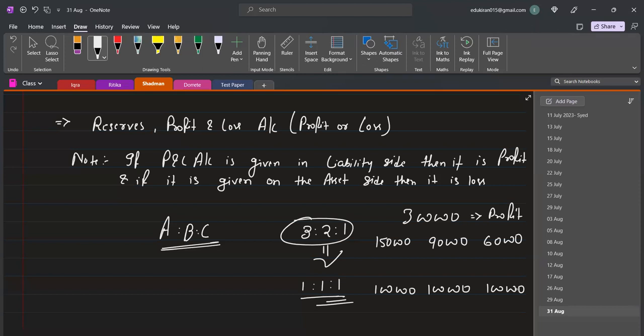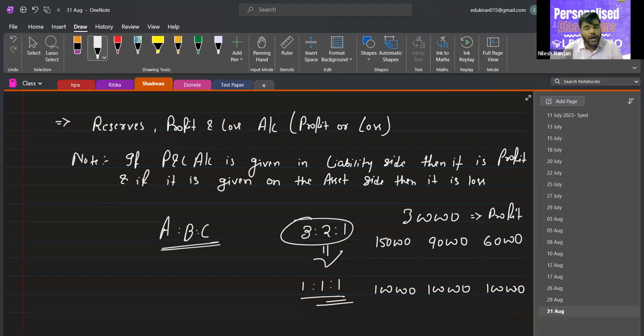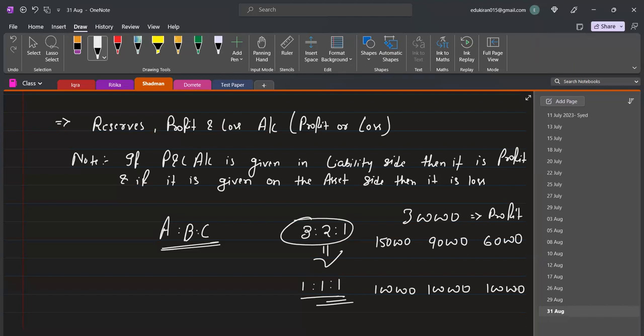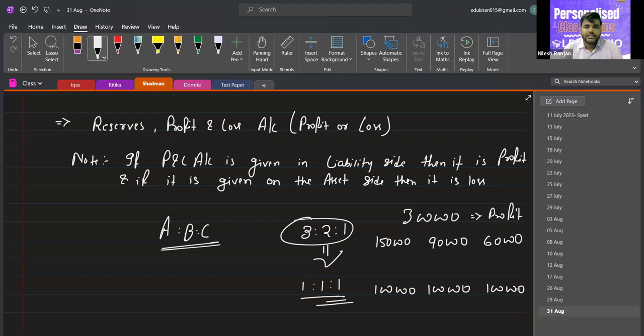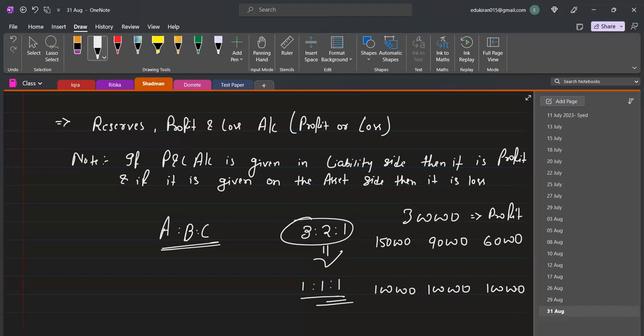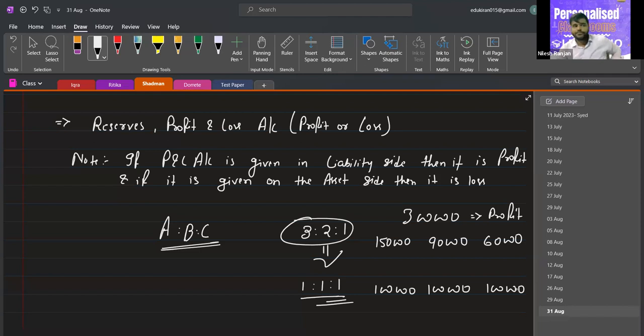But A will say that it is not correct. The profit is related to the past, so we should distribute it in 3:2:1. Only A is losing something, while B and C are benefited from this. So A will say that this is not correct.